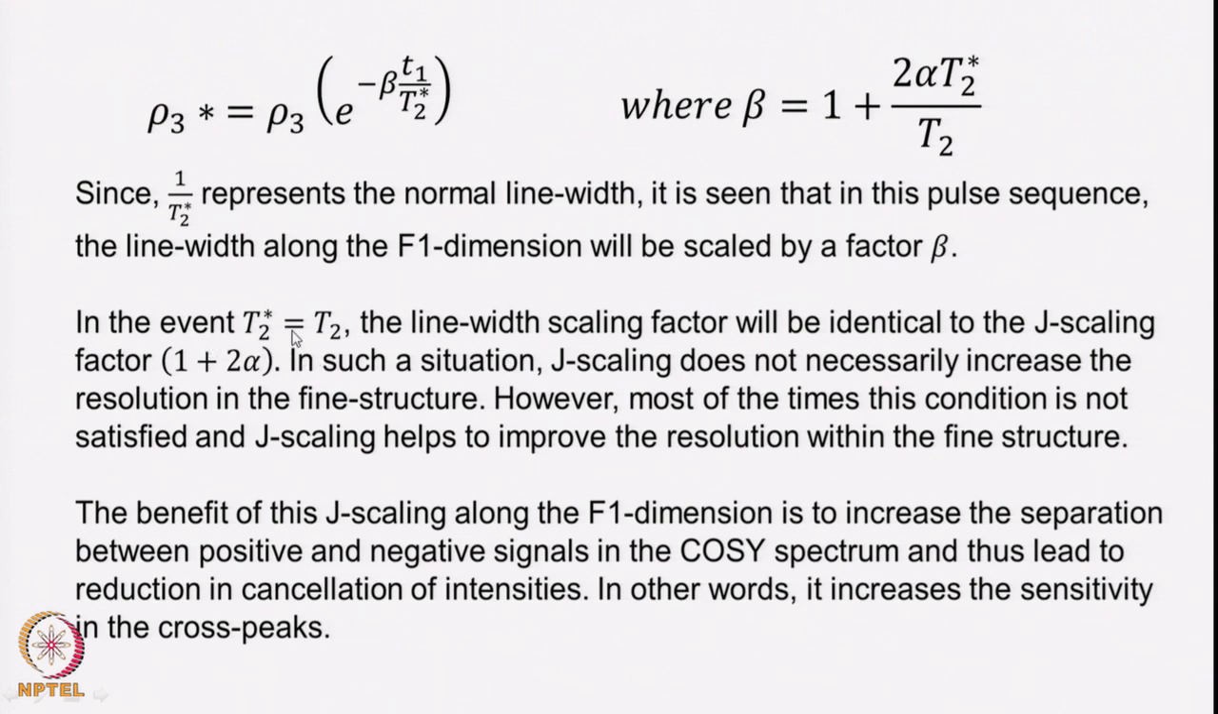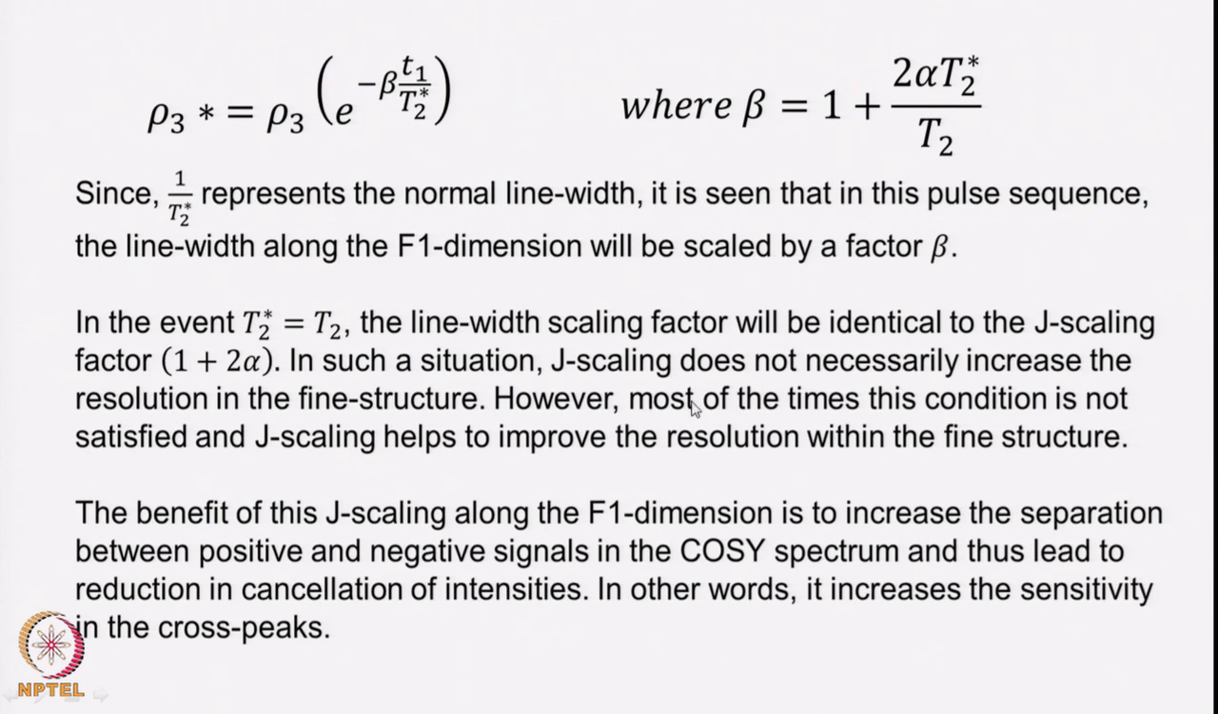Now, in the event T2 star is equal to T2, the line width scaling factor will be identical to the J scaling factor 1 plus 2 alpha. That is, if T2 star is equal to T2, this will cancel, and then you have 1 plus 2 alpha here. So, the J scaling then does not necessarily increase the resolution in the fine structure of the peaks. The individual components in the cross peaks or the diagonal peaks will have a line width, right? And we are trying to increase the separation between those components by scaling the J values, and therefore, they appear more resolved. However, if the line widths also increase by the same factor, then you do not achieve a significant improvement in the resolution.